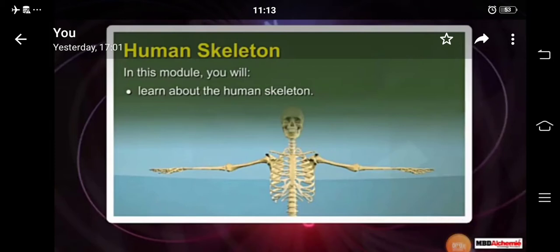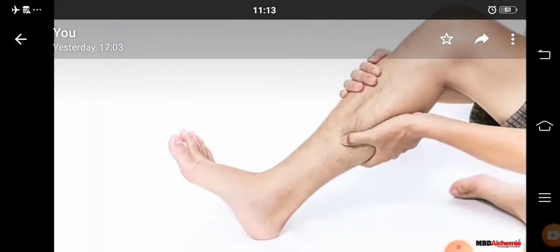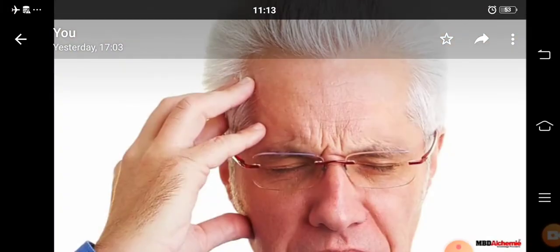Good morning, children. I am Sumana Dikshit, your science teacher, and today I will give you a brief description on the human skeleton. You often feel something hard when you touch your legs, arms, or even your head.